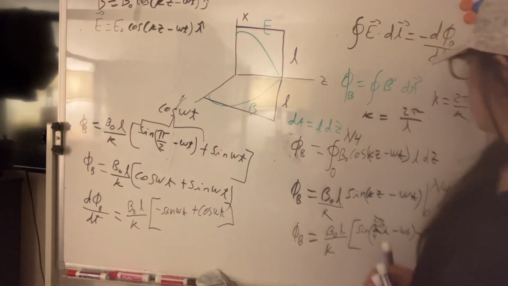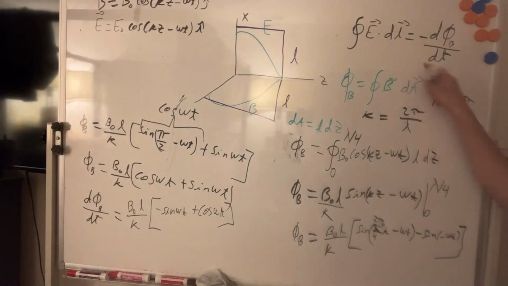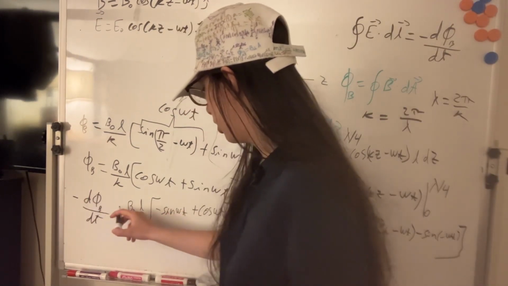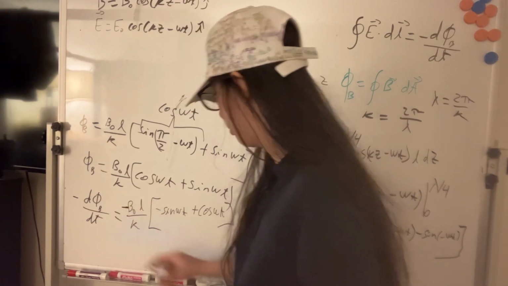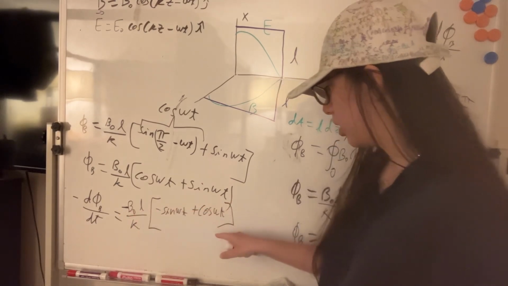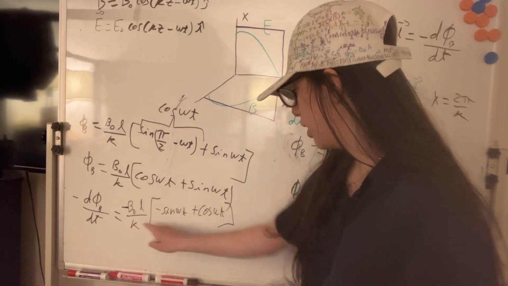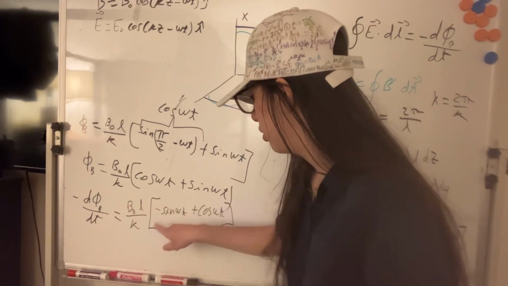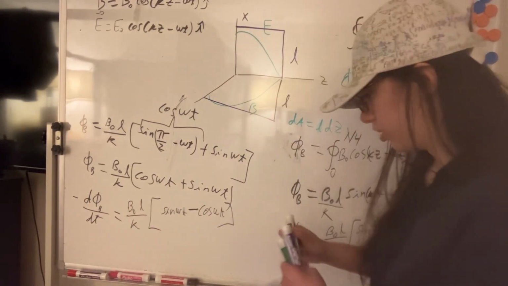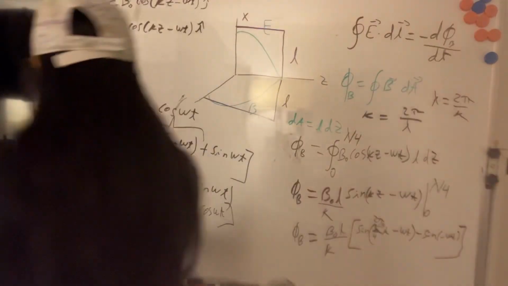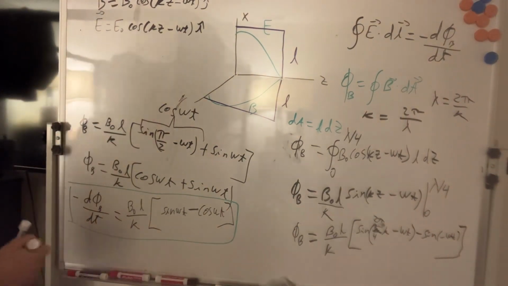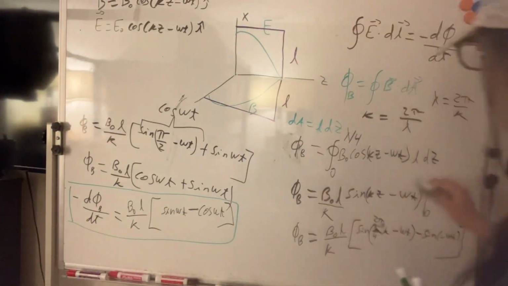And now if I want to take the negative derivative, I switch signs, so it's negative here and negative here. I could also change the signs here, and so I would have positive sine and negative cosine. So positive sine, negative cosine. So this is the first part for Faraday's law. I will erase this part.